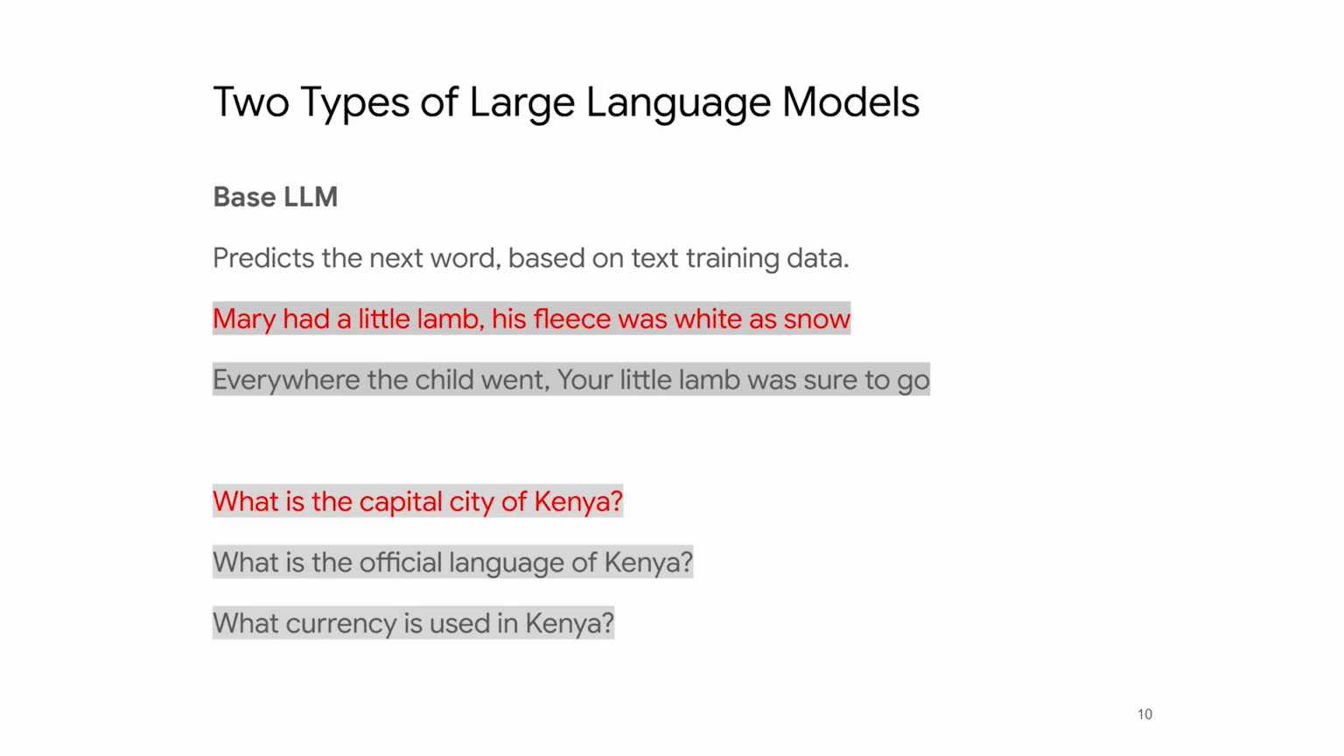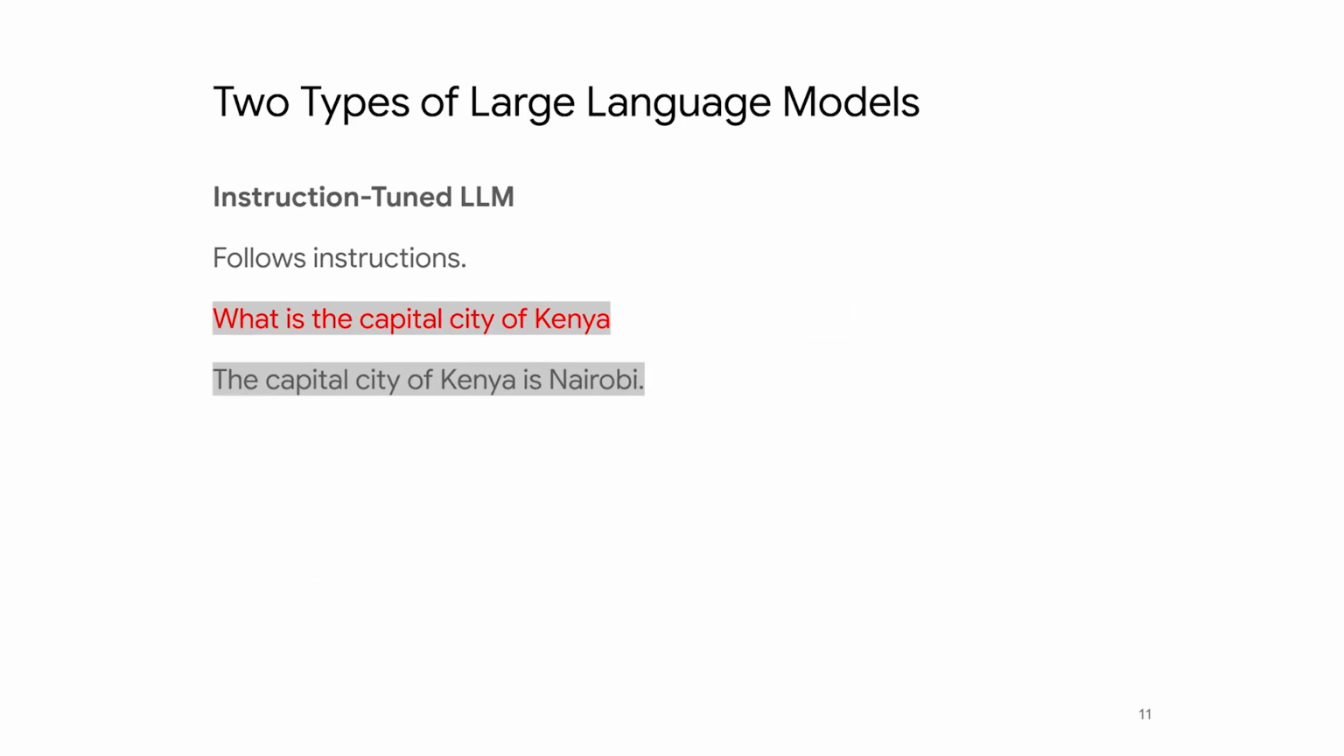But in most cases, we want it to say Nairobi, or, if we ask what the capital city of Uganda is, to say Kampala. So to do this, we train what they call an instruction-tuned LLM, which is like a second version of the base LLM. This one is trained on instructions. For example, it understands that once you ask what is the capital city of Kenya, it can answer and say the capital city of Kenya is Nairobi.